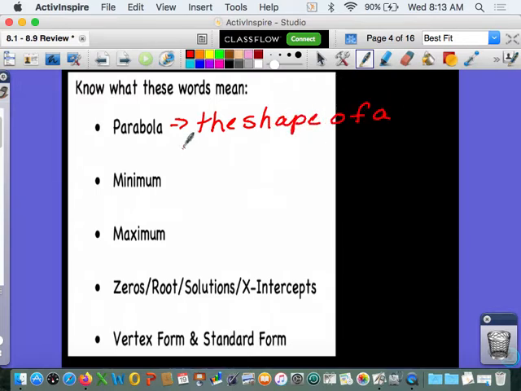of a quadratic equation. Okay, good. I probably spelled quadratic wrong. Did I spell it wrong? Yeah.